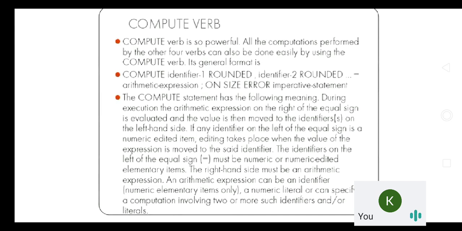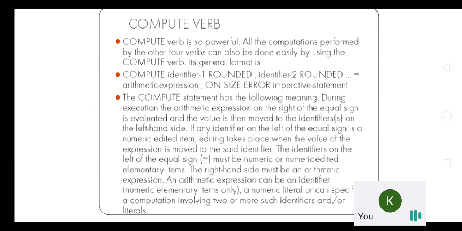Using a single compute verb, we would be able to perform more operations in a single statement, integrating all those operands and operators within a single statement, and we are going to store the results in a particular identifier. That's what they are mentioning over here. All the computations performed by the four other verbs could be done using this compute verb.